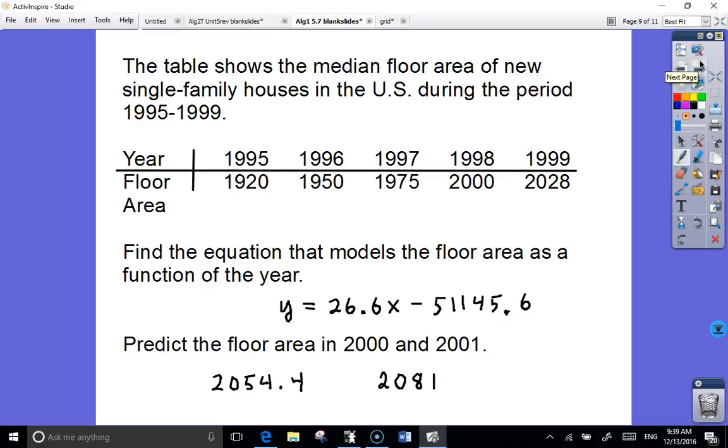Okay, so those are the values you should have gotten for 2000 and 2001. Mr. Callahan, would you literally just fill X in, like you do 26.6 times 2,000? Yes.